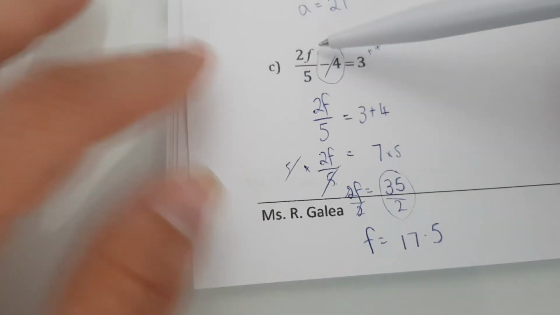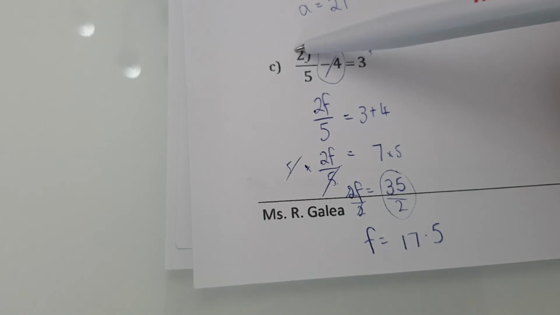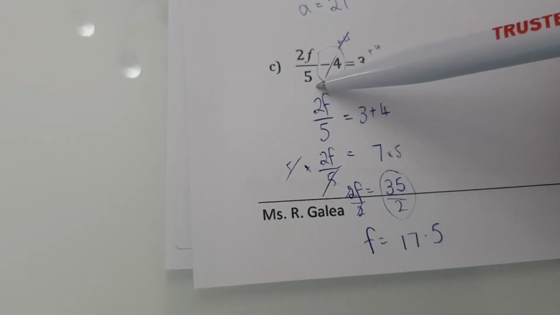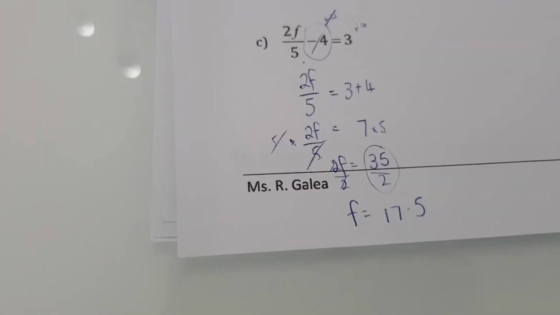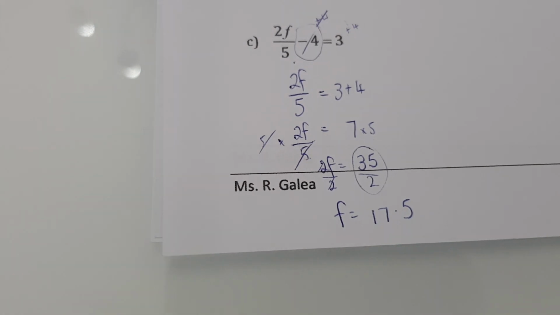And again, you can check it out. 17.5 times 2, which is 35. 35 divided by 5, which is 7. 7 minus 4 will give me 3. Well done. So that's the correct answer.